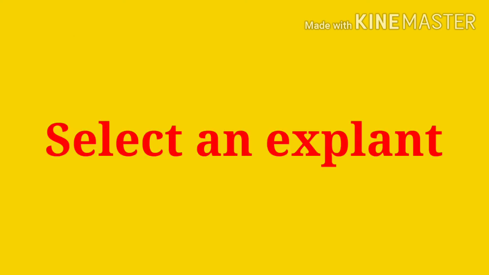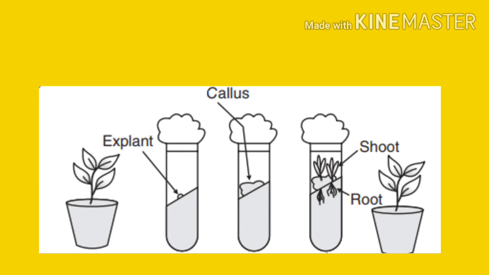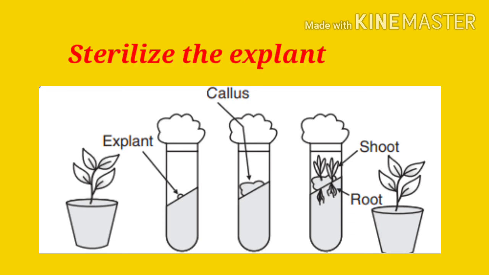First of all, select an explant. What is explant? The plant part, that is tissue or cell of the plant, which is taken from the parent plant, is called the explant, or the plant part taken out to be grown in a special nutrient medium is called explant. So select an explant. Now sterilize the explant. Sterilize means make it germ free. So sterilize the explant by using some chemicals.